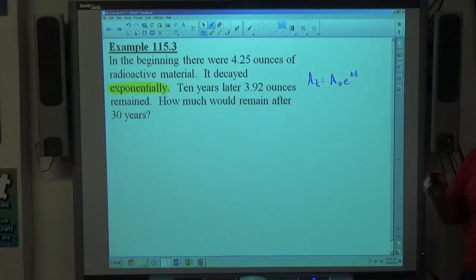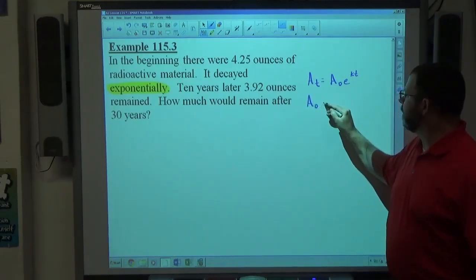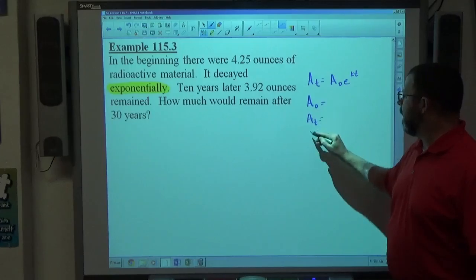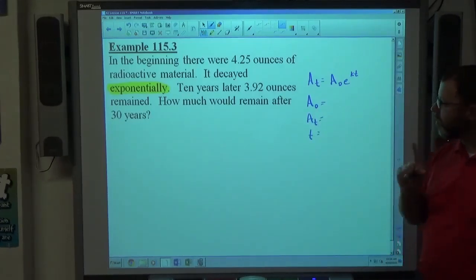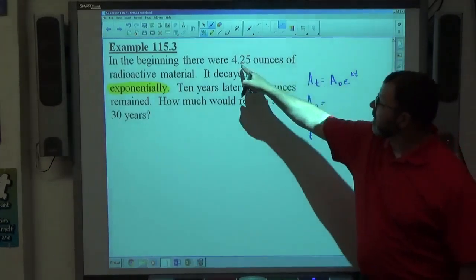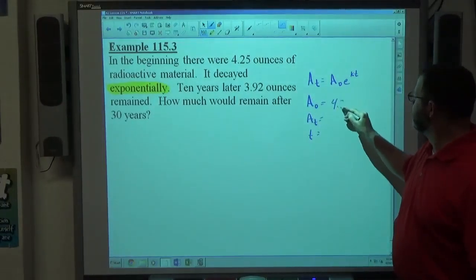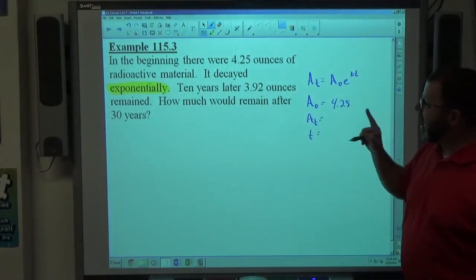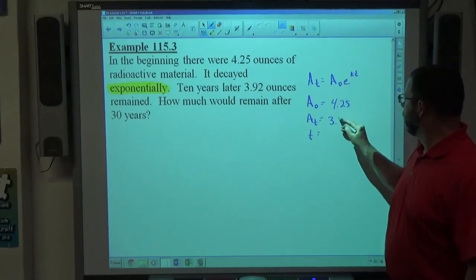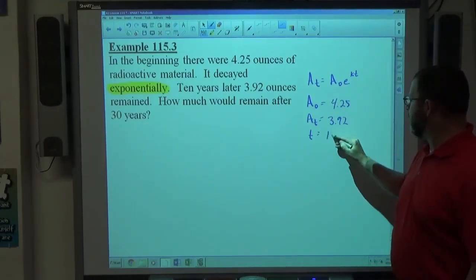And the three things I care about is how much do we start off with, how much do we end up with, how long did it take. So, we started off in the beginning with 4.25 ounces. In the end, we had 3.92 ounces. And it only took 10 years for that to happen.